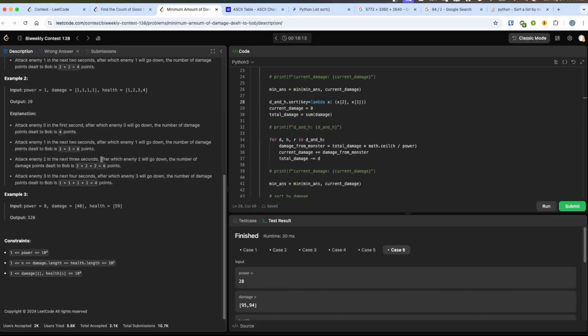Or in the next 2 seconds, if which enemy one will go down. The number of damage points delta above is 3 plus 3 equals 6. So I just think outside of the box. You use like a binary search in any way. Like what?